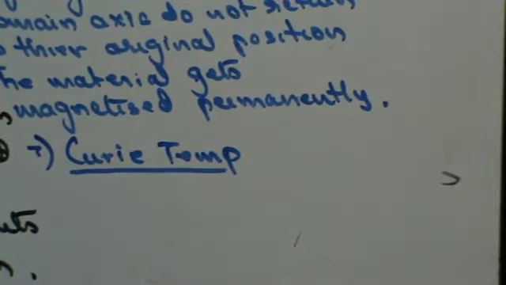Now, I said that when a ferromagnetic material is placed in a strong external magnetic field, all the domains would abruptly align themselves in an axis parallel to the external magnetic field. Even if the external magnetic field is removed, those axes would still remain aligned in that particular direction, and therefore the substance would remain permanently magnetized.